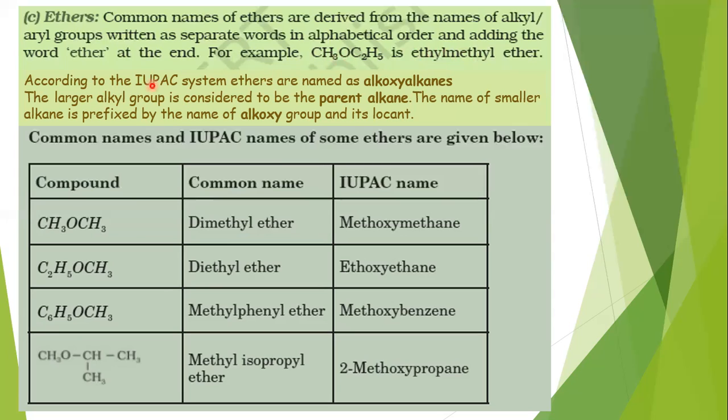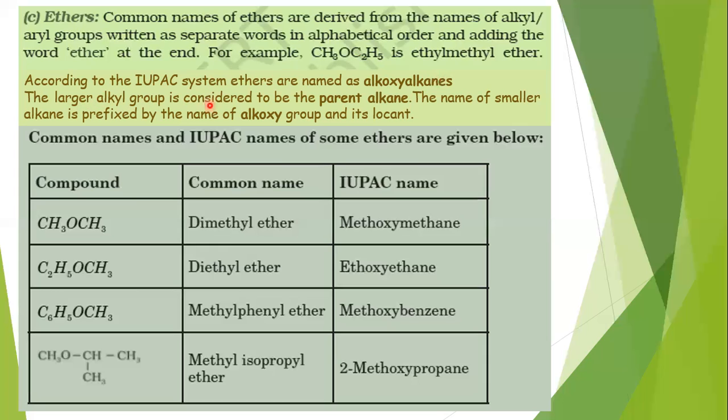According to the IUPAC system, ethers are named as alkoxyalkanes. So why alkoxyalkanes? Because in the definition we have seen that RH is an alkane, and from this alkane a hydrogen is replaced by an alkoxy group, OR group. So they are called alkoxyalkanes.